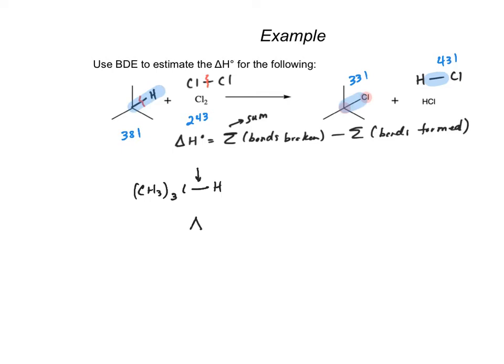Okay, so with that, we've got bonds broken. It's my 2 reactants here. I've got 381 plus 243, minus bonds formed, which are my products, 331 plus 431. So when I add the 2 together and then subtract the 2, I end up with a minus 138. And then I've been really negligent with units. The units here that I'm using are kilojoules per mole. You also have the option of kilocalories, but I don't use that. I don't know why. It's a biological thing, using calories as opposed to kilojoules.